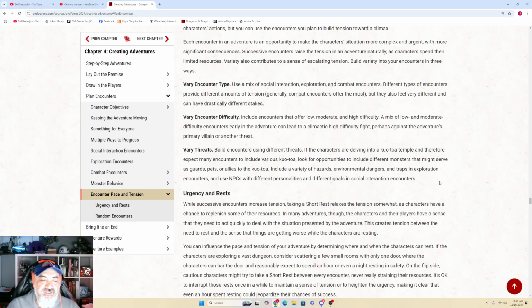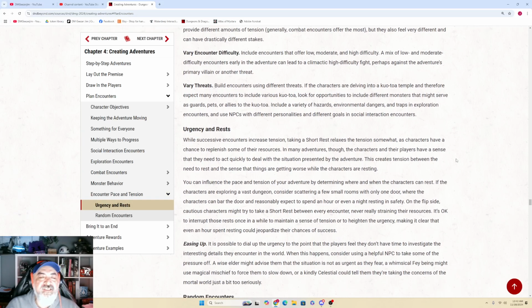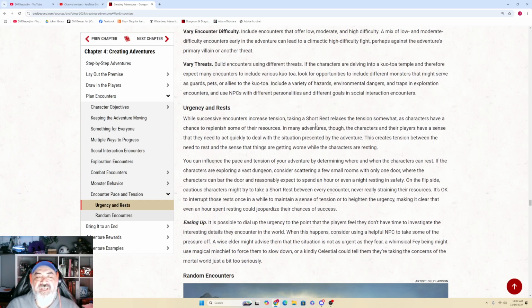Urgency and rests. While successive encounters increase tension, taking a short rest relaxes the tension somewhat, as characters have a chance to replenish some of their resources. In many adventures, though, the characters and their players have a sense they need to act quickly to deal with the situation presented by the adventure. This creates tension between the need to rest and the sense that things are getting worse while the characters are resting. You can influence the pace and tension of your adventure by determining where and when the characters can rest.